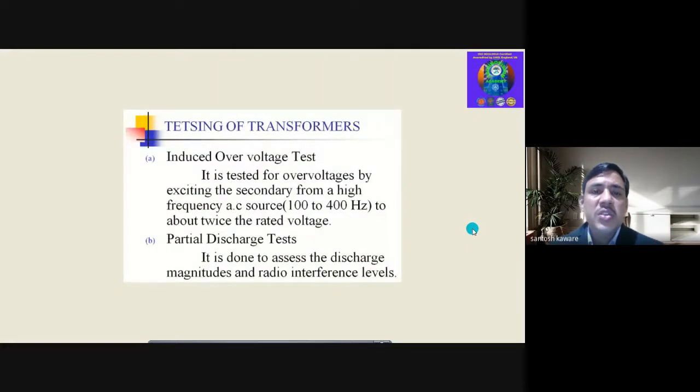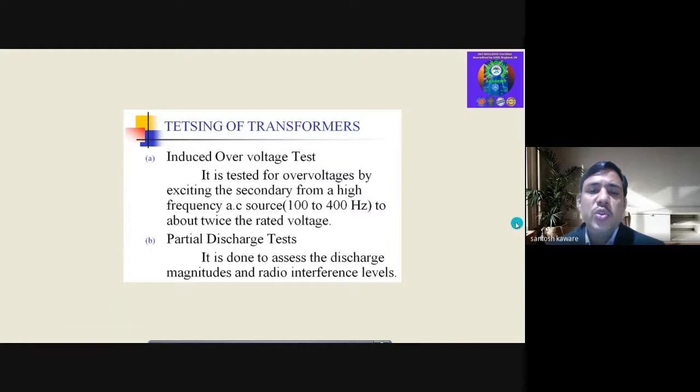Now, what are the tests that are carried out for these transformers? If you see in the high voltage testing laboratory, there is an arrangement to apply the voltages. There is a variety of voltage ranges. They vary the voltages as per the test requirement. So the first test that is carried out for the transformer is an induced voltage test.